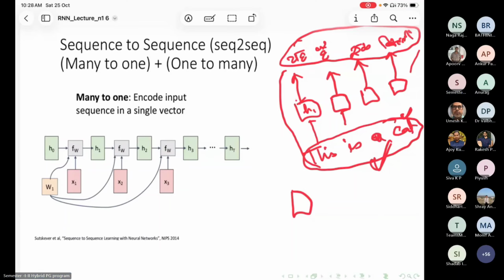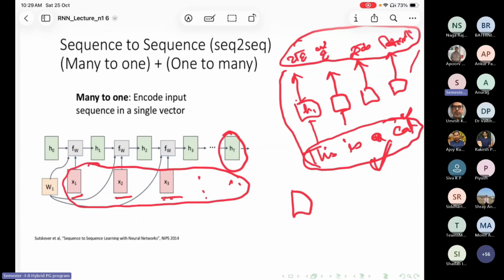So these are the words that you are just processing. Suppose this is a cat, so you're processing all the words, and finally you're reaching this point. Now in the HT, if I say what is inside HT, you can say, hey, in the HT we have the information of all those words which have been covered till now.